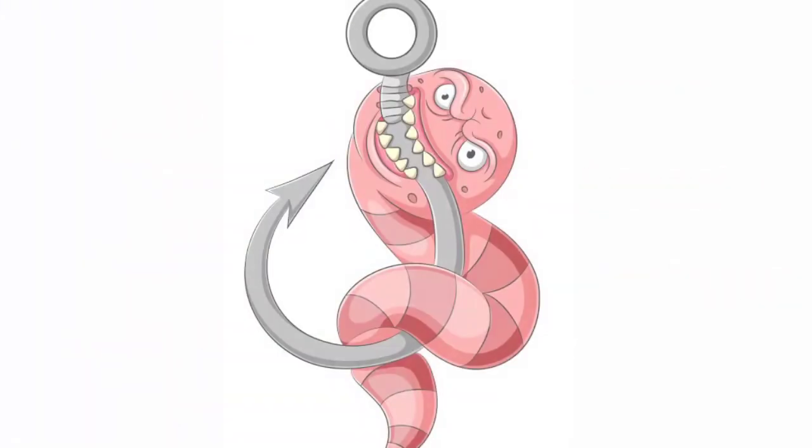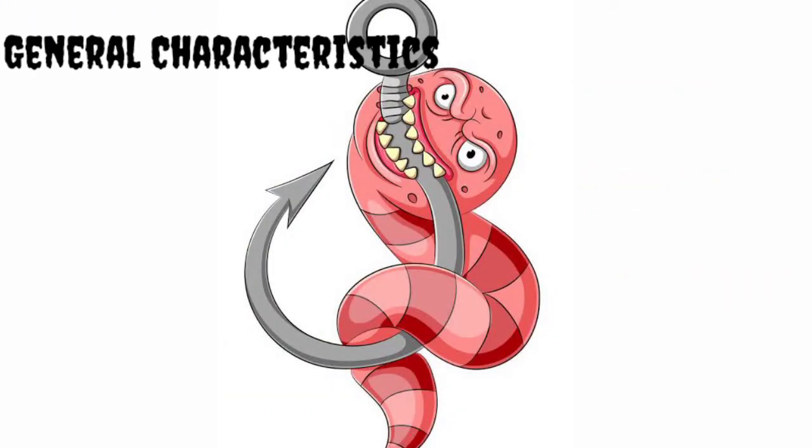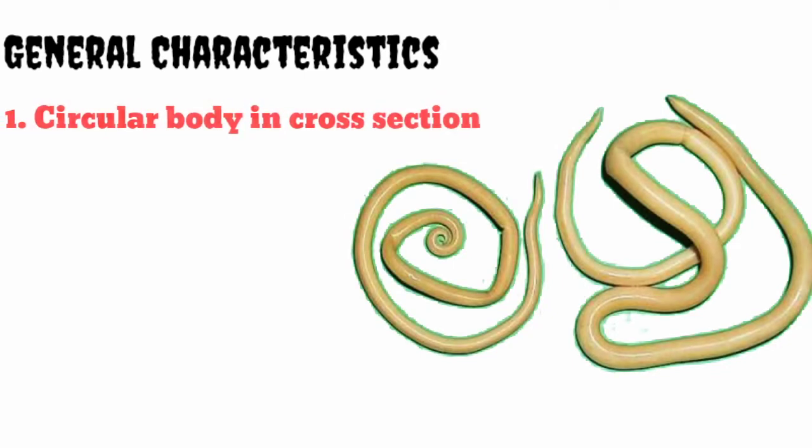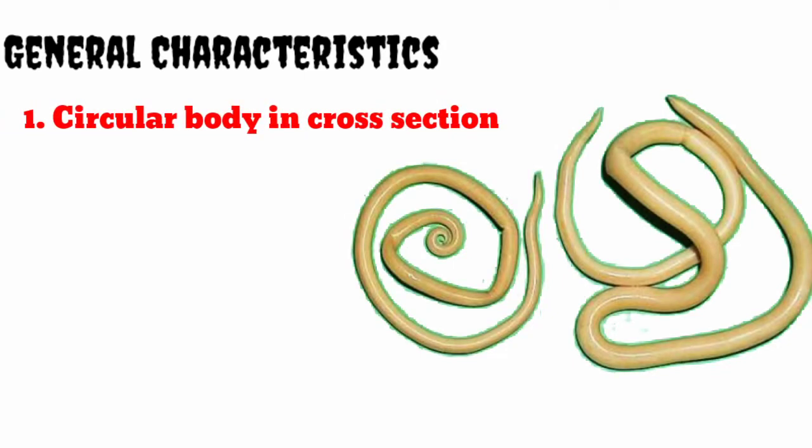Let us see some of its general characteristics. The body is circular in cross section. They are round in shape like a pipe, hence they are called roundworms. Please note this point. Roundworms are nothing but the phylum Aschelminthes. Flatworm is nothing but the phylum Platyhelminthes. They are entirely different. Got it?